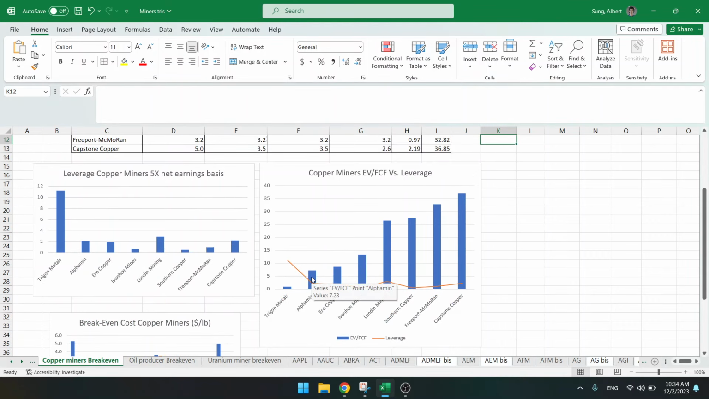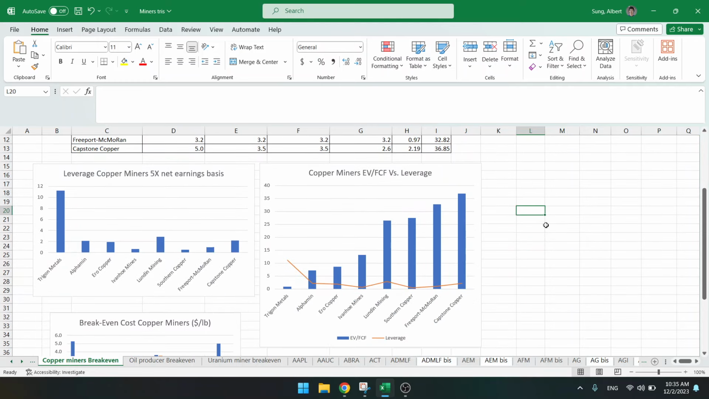Alphamin is actually not bad compared to the other copper miners. Very good EV to free cash flow, 7. Fair value to me. Leverage is 2, not that great. I have companies with leverage of 3 to 7, which is much better in a commodity bull market. Like Trigon Metals has leverage of 11. Much cheaper EV to free cash flow. So I would buy this one instead of Alphamin. Right?